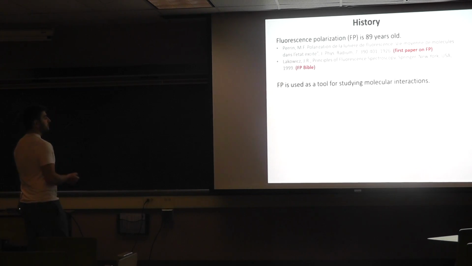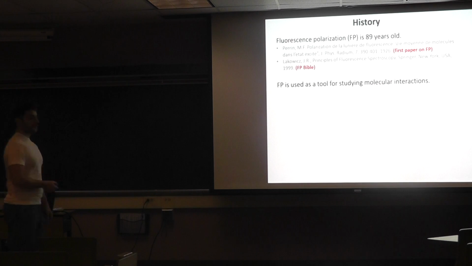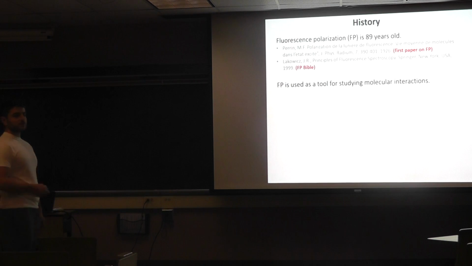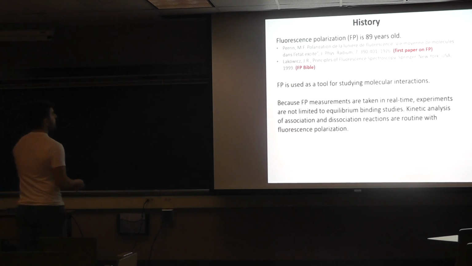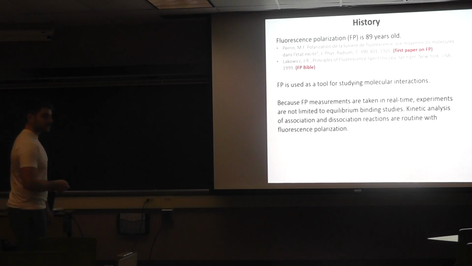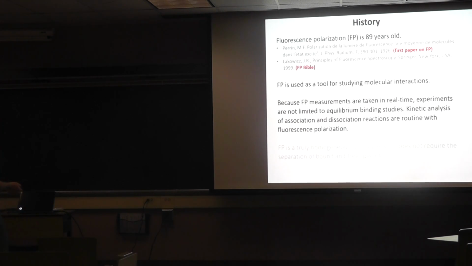Mainly, fluorescence polarization is used as a tool for studying molecular interactions, and I'll show you when I discuss the applications: protein-protein interaction, protein-small molecule interaction, and so on. Because it is taken in real time, many people think that all of the experiments that can be done with fluorescence polarization are equilibrium binding studies. However, by using more specialized equipment such as stop flow and others, you can actually do kinetic analysis to study the association and dissociation rates using fluorescence polarization. And again, we have that equipment if your research needs stop flow as well.